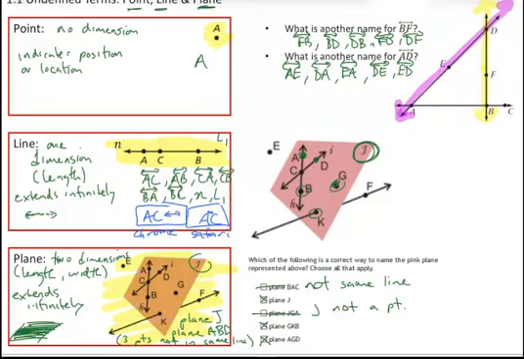All right. Questions on those three? Those are the basic elements, called the undefined terms or the building blocks of geometry. Okay, so again, you might see these being called building blocks.